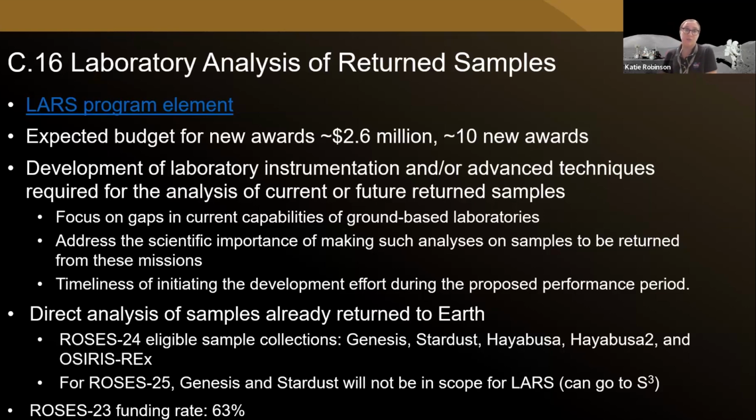The other funding stream that's available through LARS is for direct analysis of certain samples that have already been returned to Earth. It's a very specific subset of our sample collections through NASA that are allowed to be studied using LARS. For ROSES 24, this includes Genesis, Stardust, Hayabusa, Hayabusa 2, and OSIRIS-REx. That will be changing somewhat in ROSES 25, in that we will be rolling Genesis and Stardust off of this program. However, if you're interested in working with Genesis and Stardust samples, you can propose to Solar System Science.